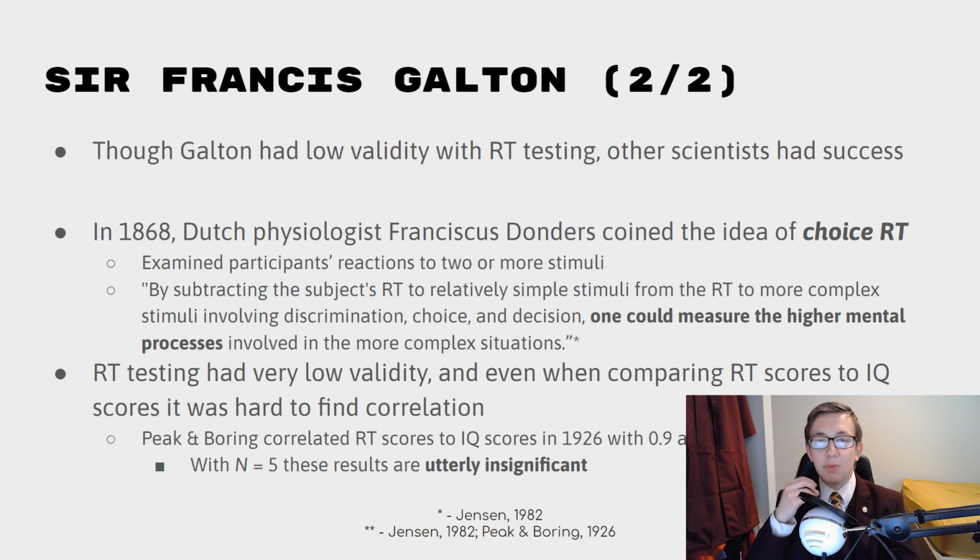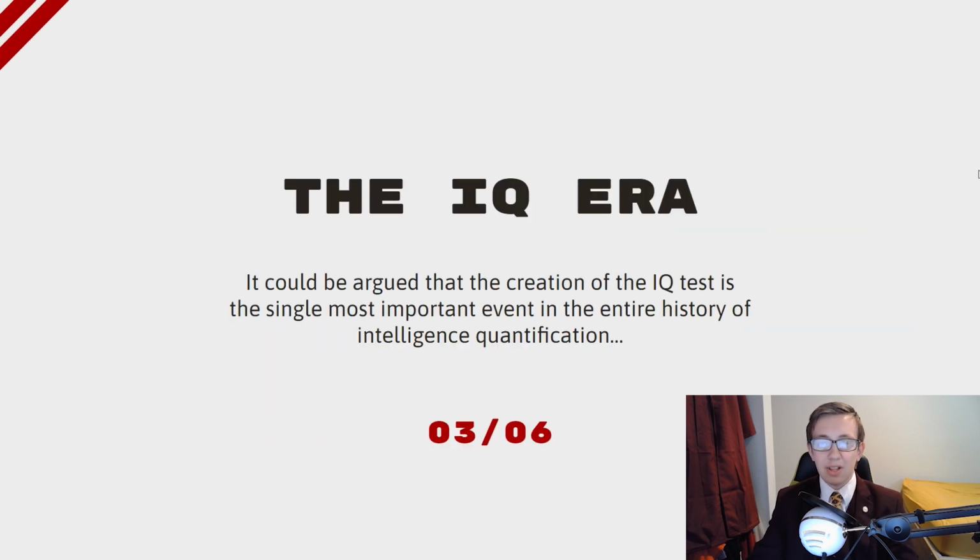Even with this, when they started trying to correlate RT scores to IQ scores, when IQ was finally developed, it was very hard to find any correlation. I found a study that correlated RT scores to IQ scores with basically perfect significance, and it had 5 participants. So that was correlating these choice RT scores to the Otis Army Alpha test of intelligence. So completely insignificant. Now, I would argue that the creation of the IQ test and the theory of G-factor, the two-factor theory of intelligence, are the most important events in intelligence quantification history.